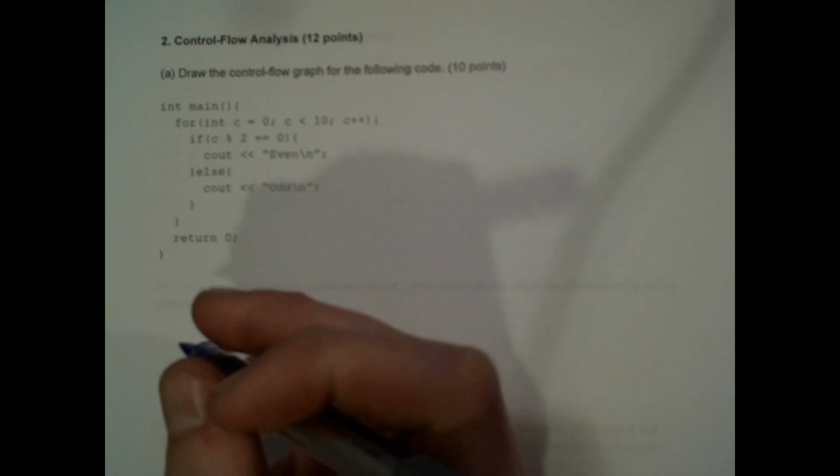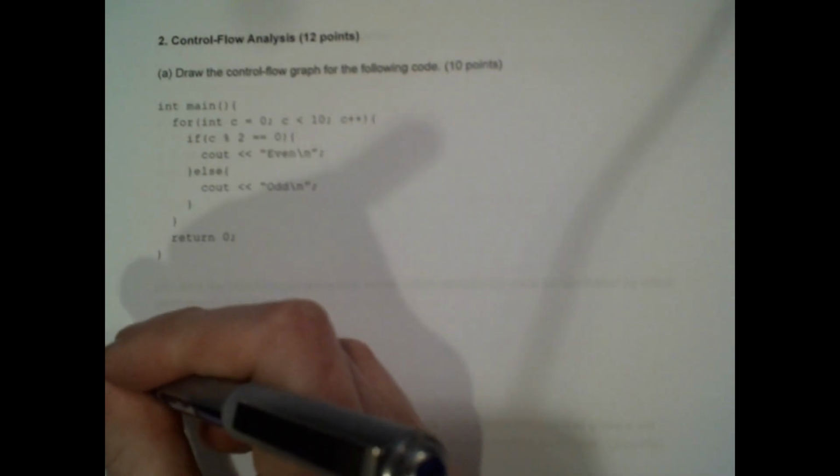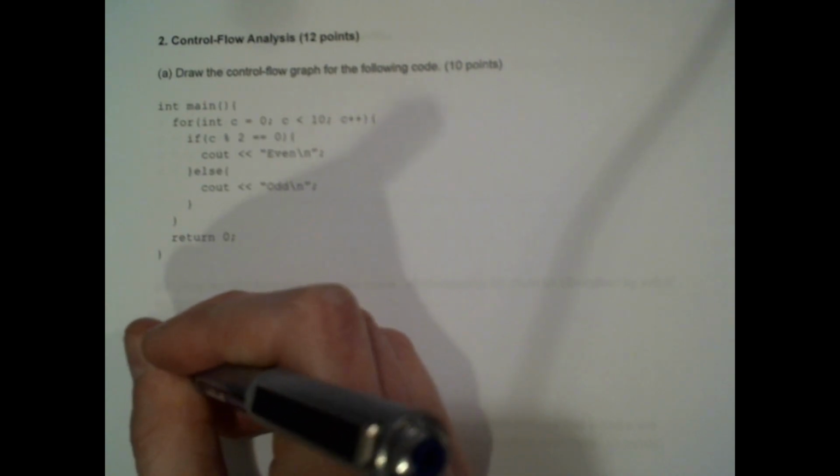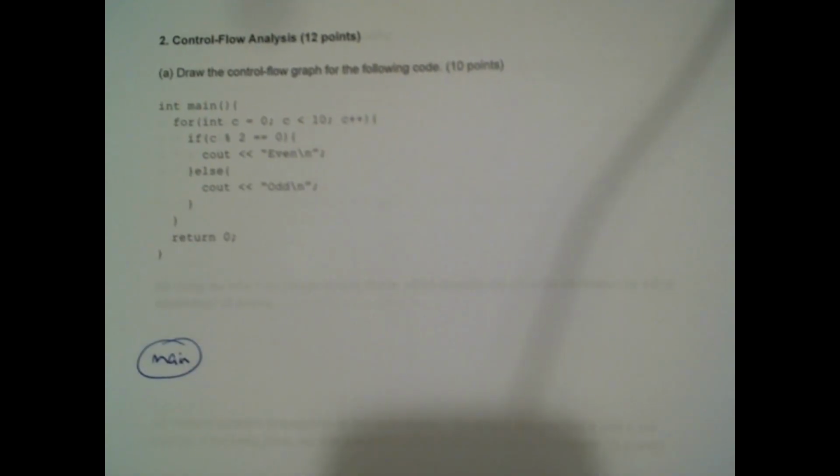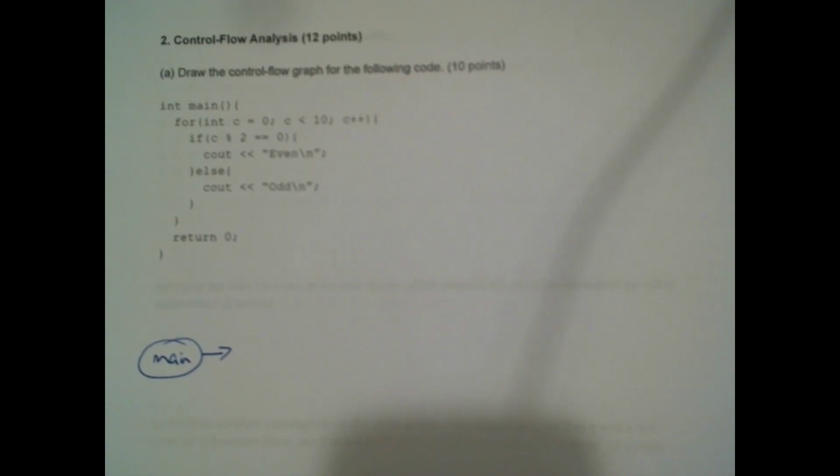Okay, so on to problem 2. So here the main thing I'm looking for is that you know what a control flow graph looks like and can draw a rough one for this problem. Again, the very specifics of it aren't super important, just trying to look for the general understanding of what these look like. So we would start with main here, and then we'd have some of the code in our next block of this control flow graph.